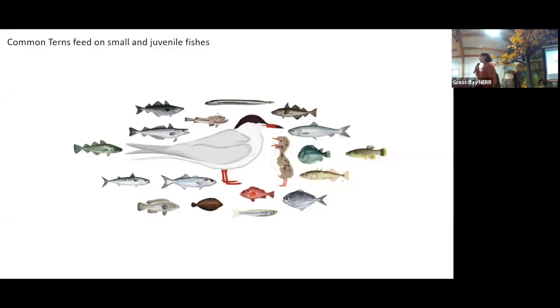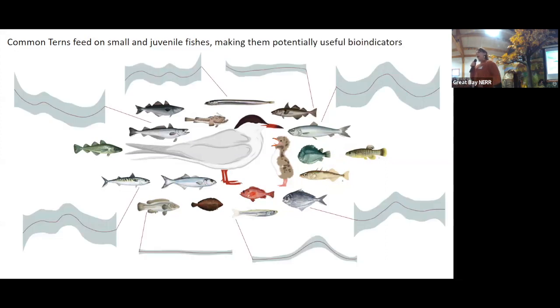Common terns are small colonially breeding seabirds, and they forage on small and juvenile fishes in our marine and estuarine environments. Their diet has been shown to be quite variable over time. This feature, along with some others that I won't get into, makes them potentially useful as monitors or predictors of fish populations. But in order to fully understand their utility in that way, we have to more fully understand their relationship with their prey environment.